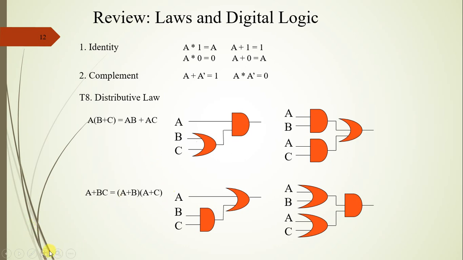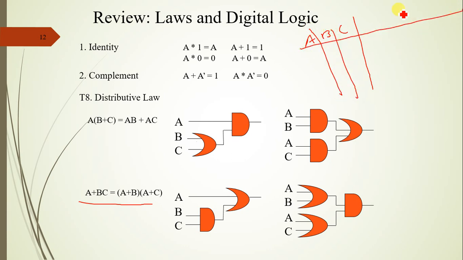Okay, let us check with this thing. How to solve this? Let us assume the same combination, that is A, B and C. We'll just make the whole thing in a single table, so it will be very easy. So A plus BC, and lastly A plus B into A plus C.